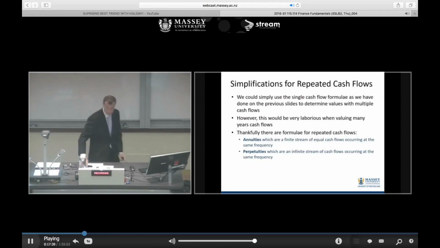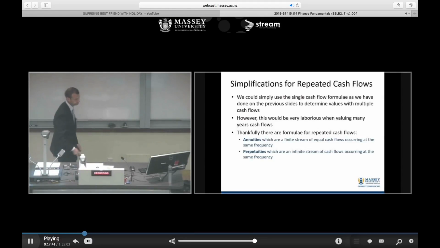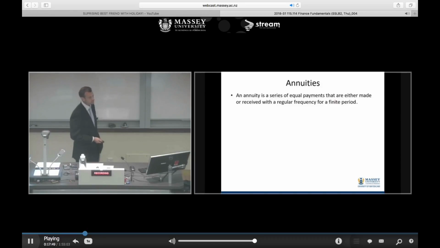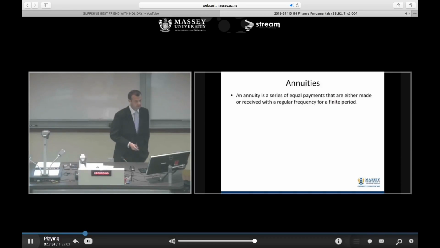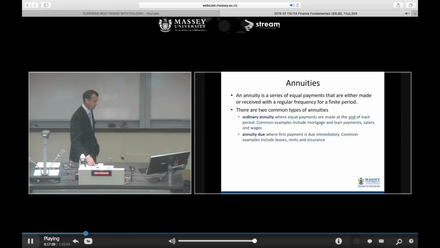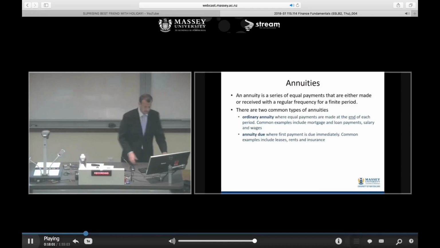So we'll have a look at both of these. So first of all, annuities, the more common ones, at least in our day-to-day lives. Equal payments made or received with a regular frequency. And as we said, for a finite period. There is an ending point. And you've got to look at what's happening with the cash flows, because this means they fall into two different types.